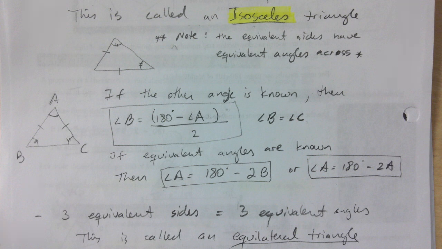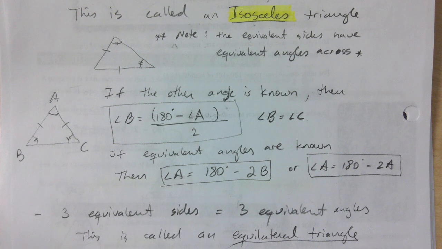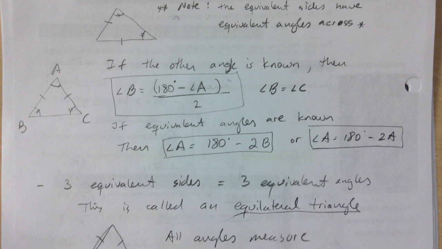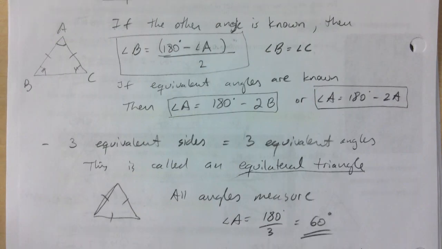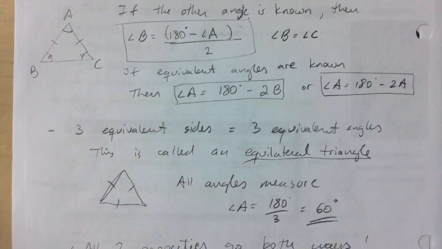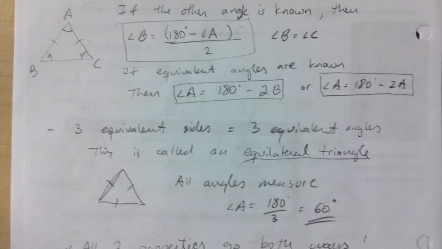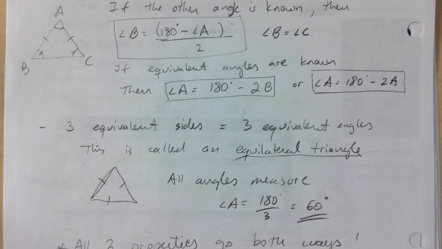And the last one, my writing is bigger than most, so you can probably fit this in 3/4 or half a page. But I make sure that you can read it, right? Three equivalent sides means you have three equivalent angles. This is called an equilateral triangle. No surprise there. I'm sure you've all heard and know about it.